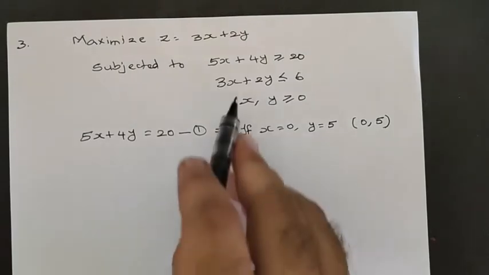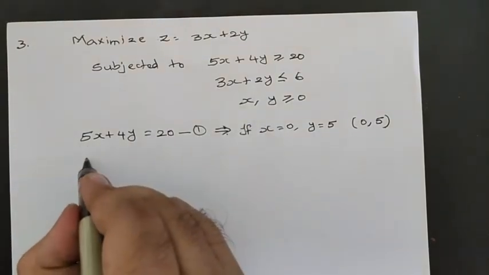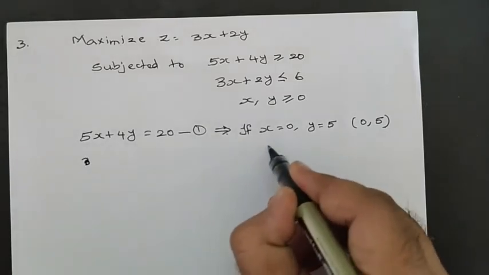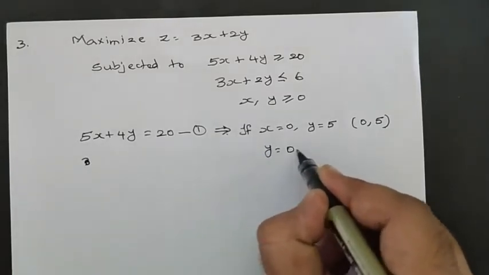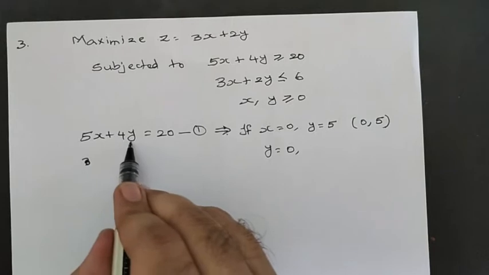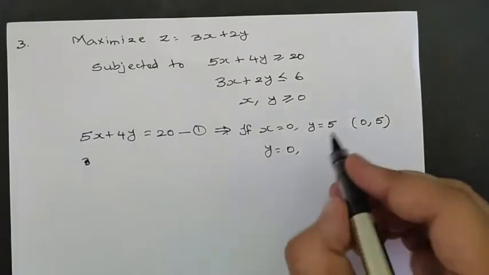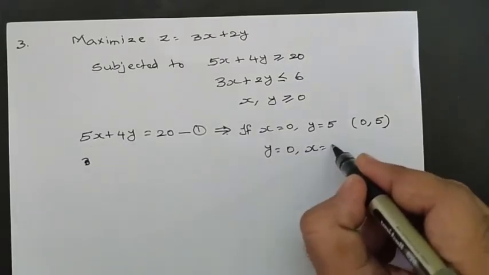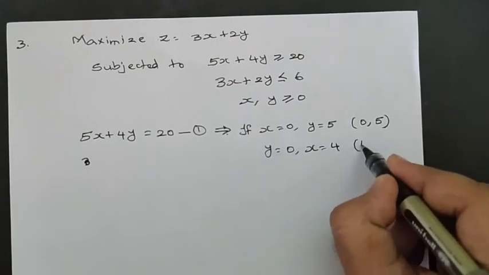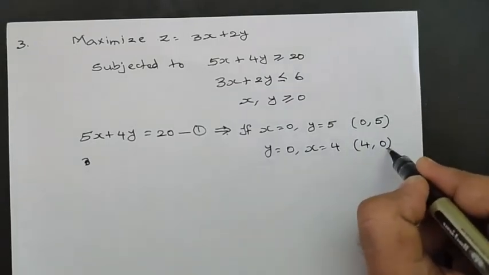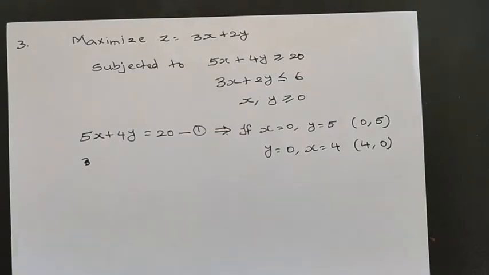Okay, next. What is the next equation or constraint? Sorry, take y as 0. If y is 0 means 4y is 0, then 5x is equals to 20, then x is equals to 4. So the vertices is x value 4, y value 0. So now the 2 points for the equation we got.